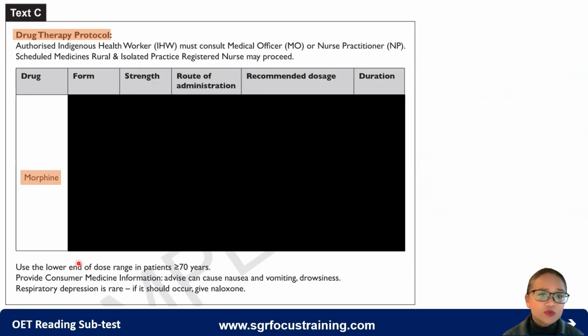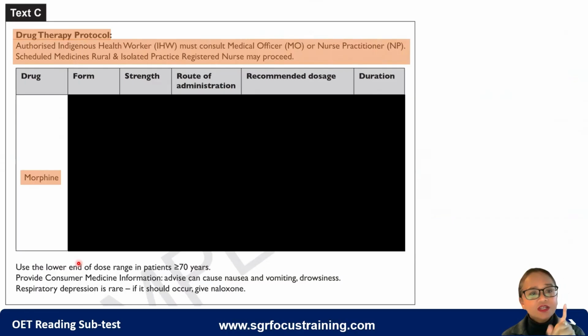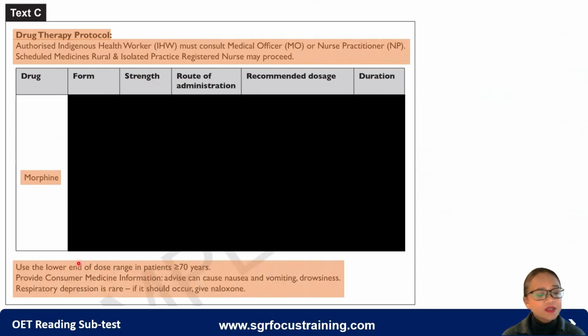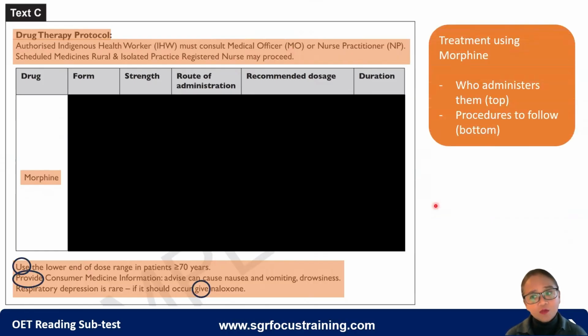The other thing that you will notice by the way that they design text C is that you have a very short paragraph at the top and some information here at the bottom. Now, they're quite short, so what I would normally suggest is that you do read them. And what you can see here is that authorized, and we've got the different people or healthcare practitioners that will be administering the morphine. So we can definitely then say that text C is all about treatment using morphine and then who administers them. And then at the bottom, we've got procedures to follow.